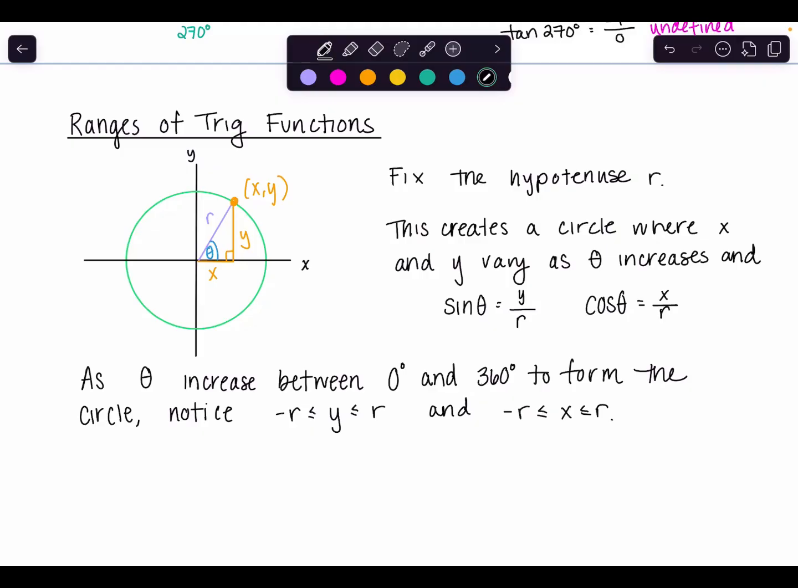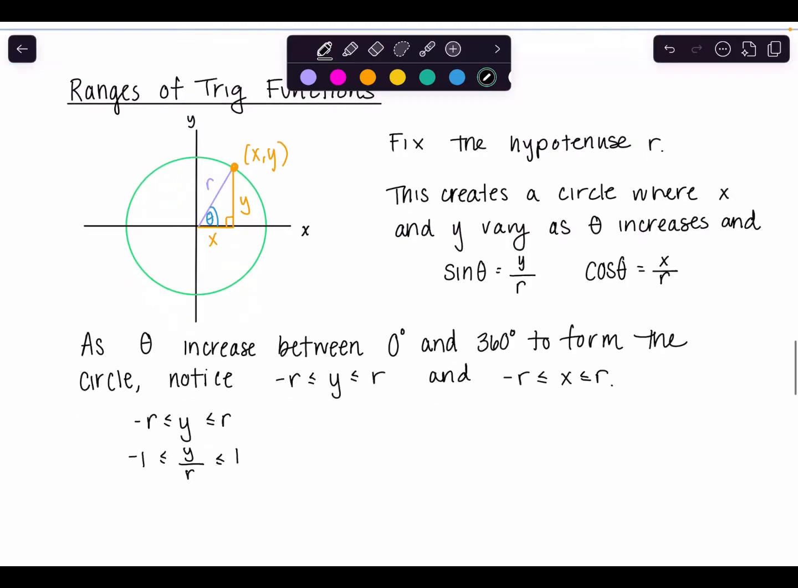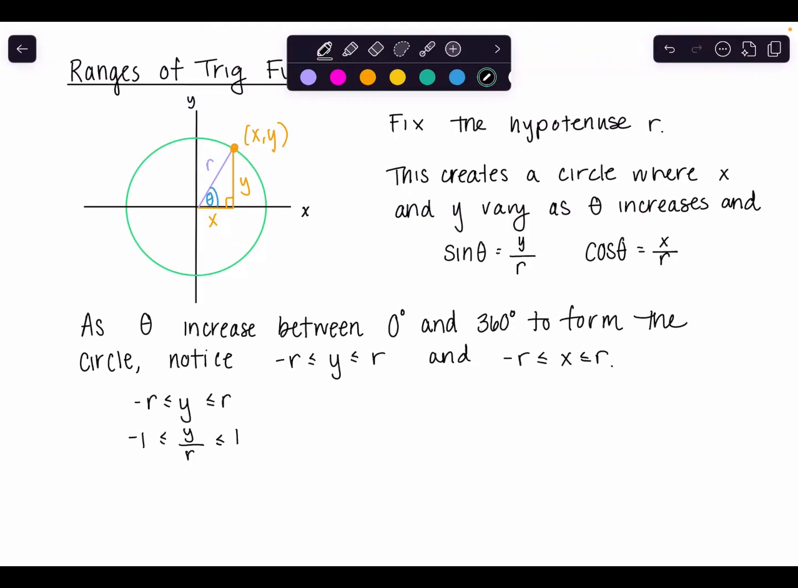So really, if I manipulate these, if I divide everything through by r, that would be -1 is less than or equal to y over r, which is less than or equal to +1. Well, y over r is exactly sine of the angle. So I end up with our sine function is trapped between -1 and 1, no matter the angle I plug in. And likewise, we can do the same thing for x.